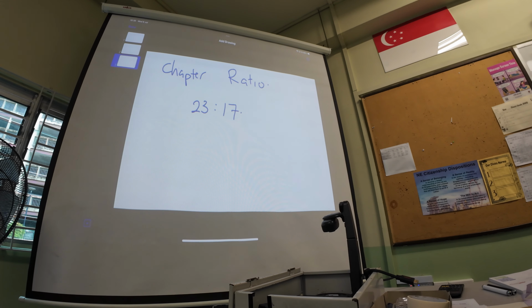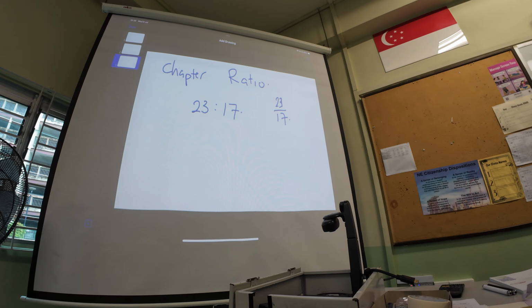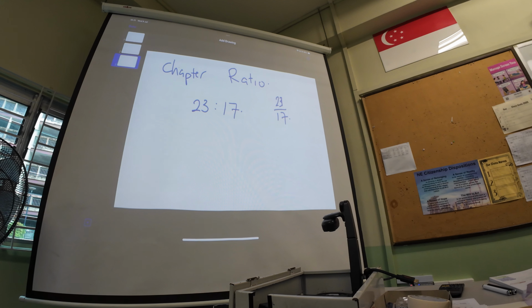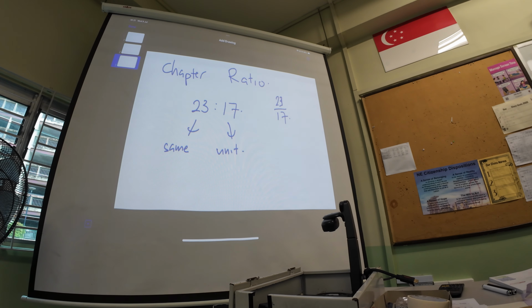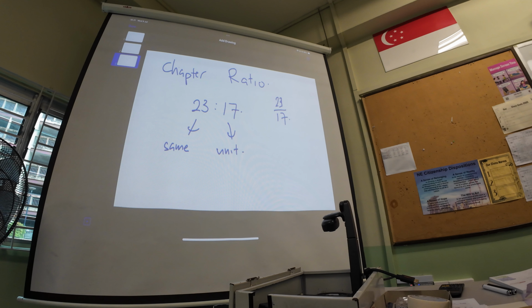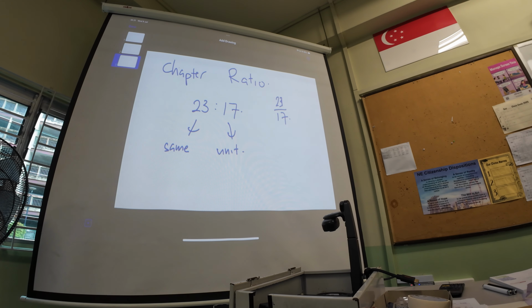We can also write it as a fraction. 23 to 17 is also like 23 over 17, when we are comparing the number of people. What is important to note here is that when we are comparing these numbers, they must be of the same unit, or we must be comparing the same thing. Then we can write it as a ratio. When we are comparing boys to girls, they are all human beings, so we can count the number of boys, the number of girls, then put it in a ratio.